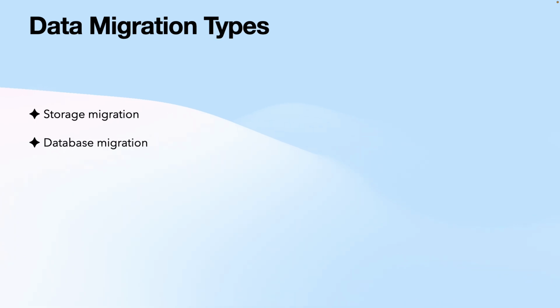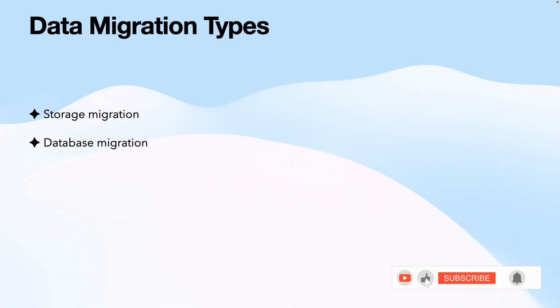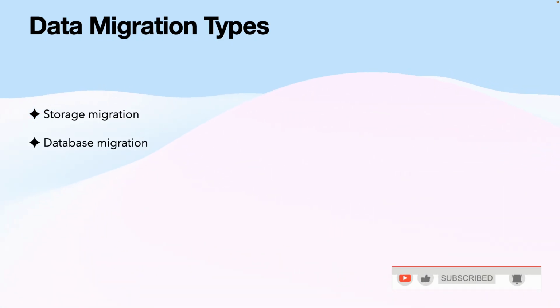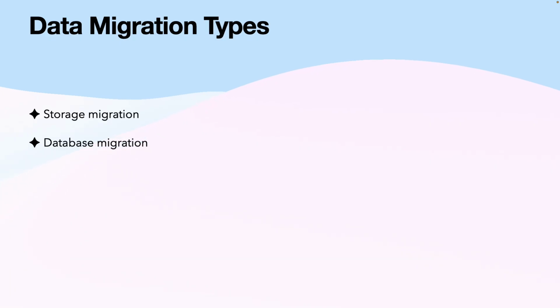Next, database migration. Database migration refers to transferring data between database systems. It involves a move from on premises databases to cloud based solutions. For example, a company might migrate its SQL Server database from an in house data center to a cloud relational database service like Amazon RDS.